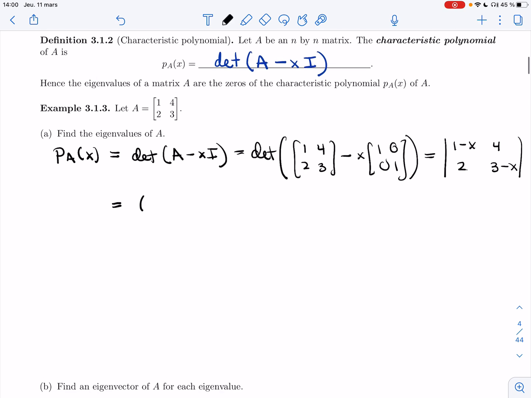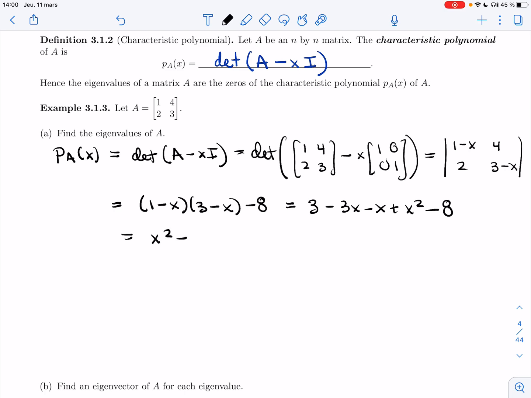All right, so we're really taking A and subtracting x from the diagonal elements. Well, it's a 2 by 2 matrix, so we can just compute the determinant easily. I need to find the zeros of this, so let's expand and simplify. If you expand, you'll get 3 minus 3x minus x plus x squared minus 8. And so I'm getting x squared minus 4x minus 5, and that's x minus 5, x plus 1.